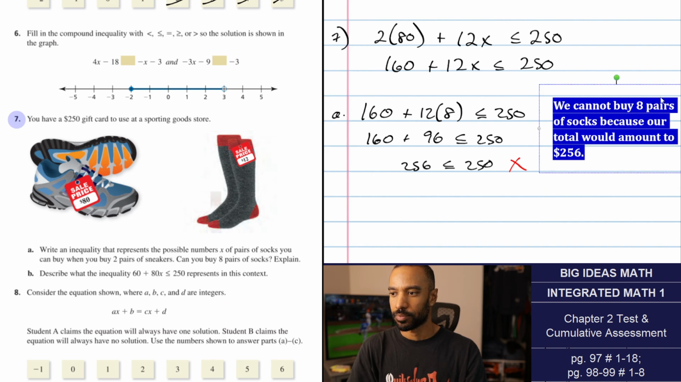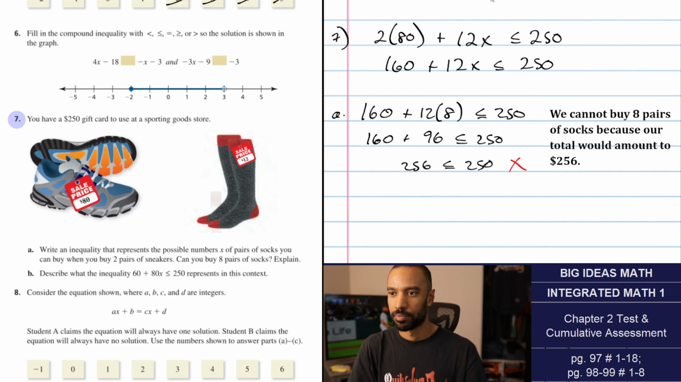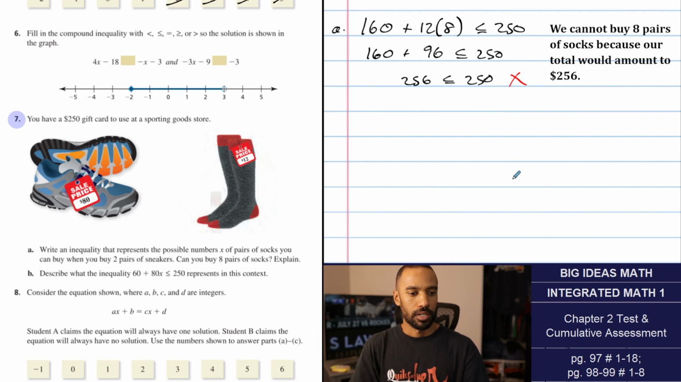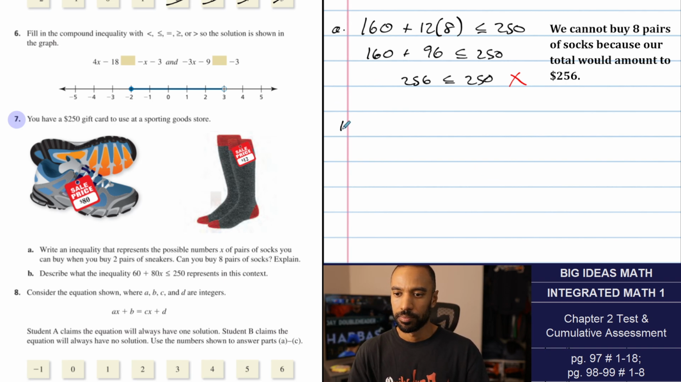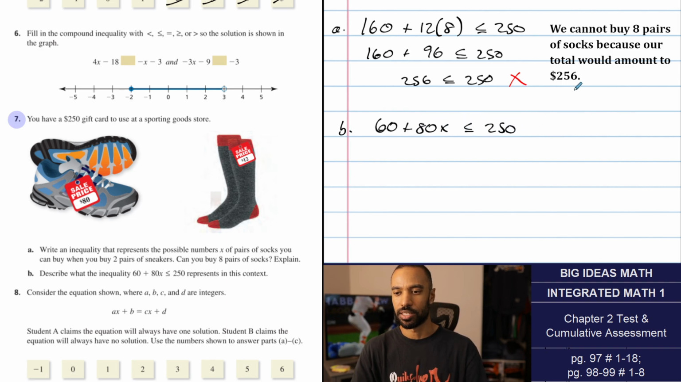That's part A. Now part B says, describe what the inequality 160 plus 12x is less than or equal to 250 represents in this context.